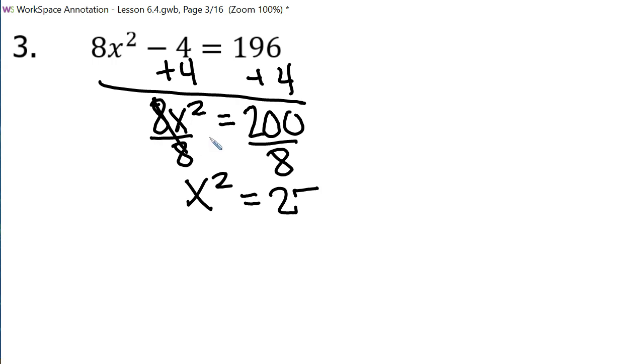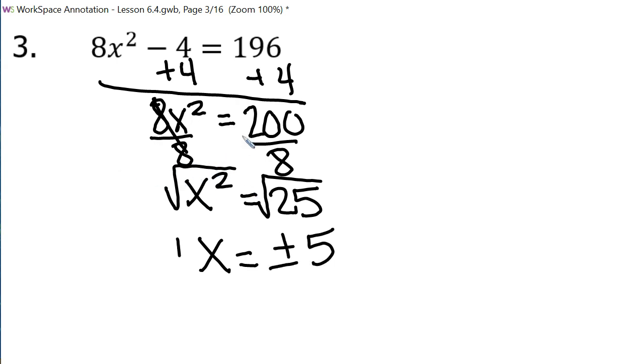Now x is squared, so we have to get rid of the square. What is the opposite of squaring? Square rooting. So we need to square root both sides. And what happens when you square root a square? They cancel. They bring down the x. And what is the square root of 25? Positive and negative 5. So those are the 2 answers. Positive and negative 5.